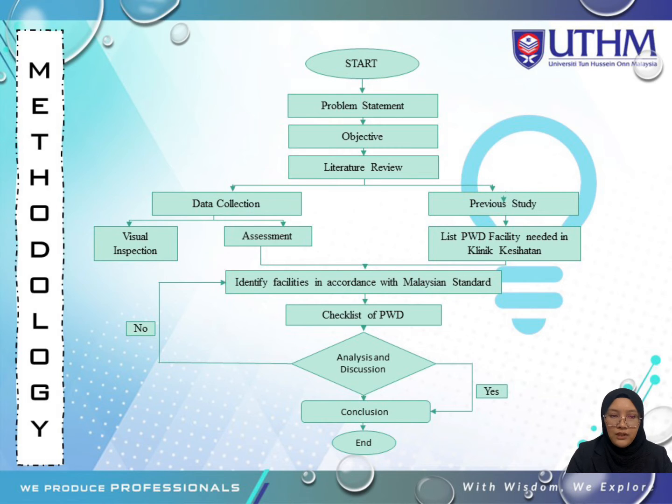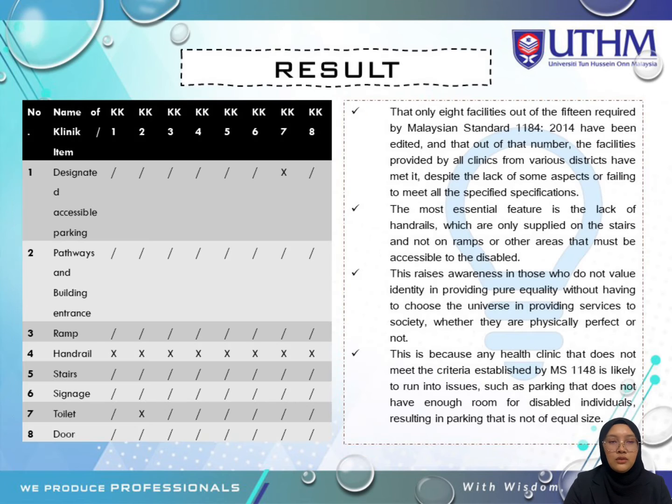If not qualified, we go back to identify the facilities. If yes, we can go to conclusion, and so we go to the result of the case study from KK1, KK2, KK3 until KK8. We can conclude that these facilities are not 100% compliant.